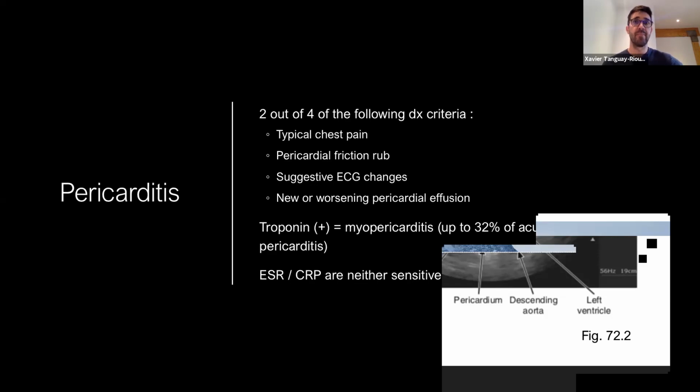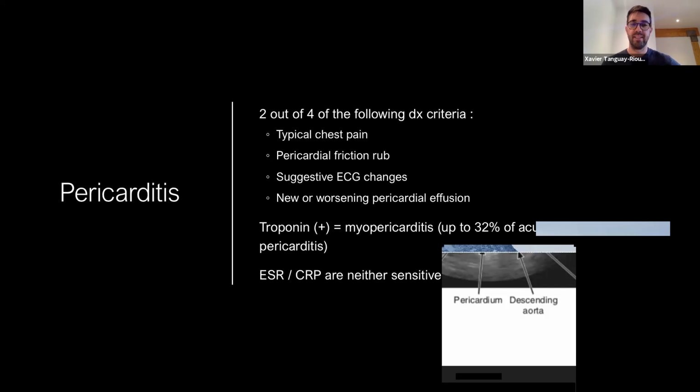And so this is for pericarditis. For making the diagnosis, you should have 2 out of those 4 criteria. The typical chest pain that is worse supine, better sitting, that is dull, maybe with a little bit of a pleuritic component as well. A pericardial friction rub is in those criteria. ECG changes that are suggestive of pericarditis, and then new or worsening pericardial effusion. If you get a positive troponin, then you're going to call this a myopericarditis.